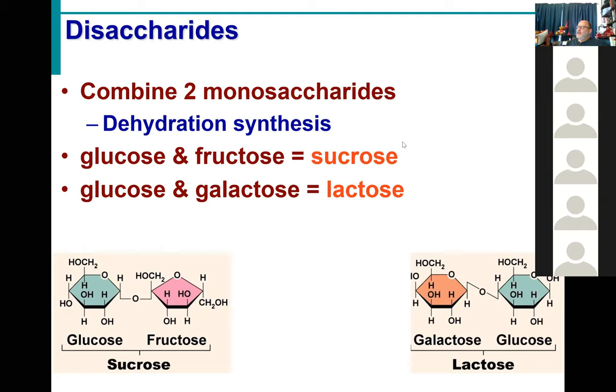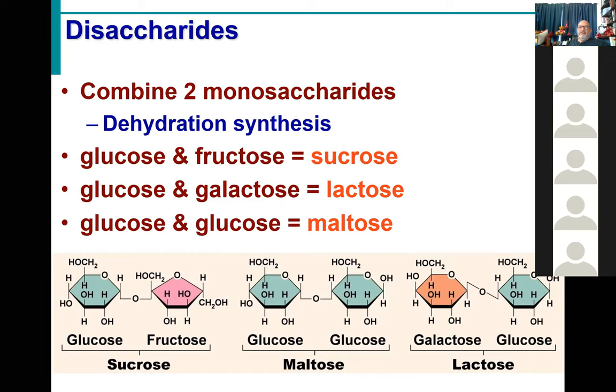However, while we're all at home, probably the most vital of all of the disaccharides, you take two glucoses and put them together, and you get the most vital of all disaccharides, maltose. And what makes maltose so vital for human existence?